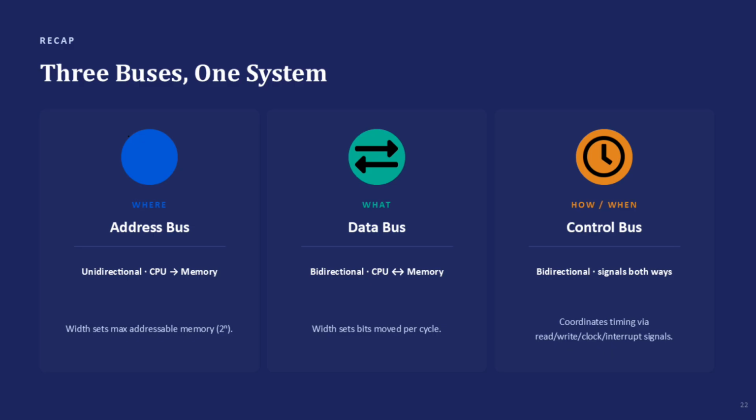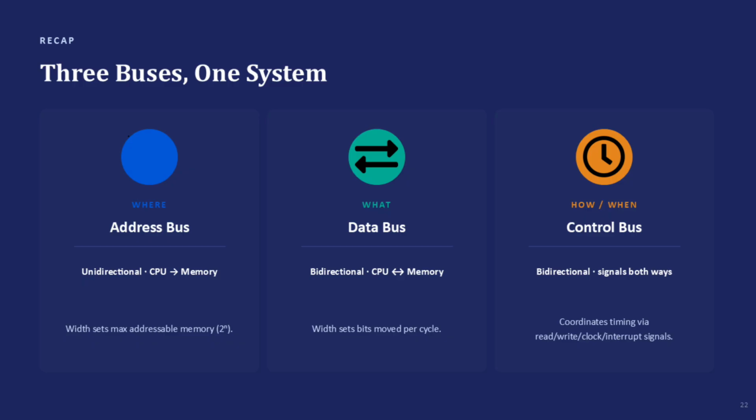Let's finish the lesson with one final summary. Remember these three simple questions. Whenever the CPU communicates with memory, ask yourself where. The answer is the address bus. It carries memory addresses. It is unidirectional. Its width determines how much memory the processor can directly address.